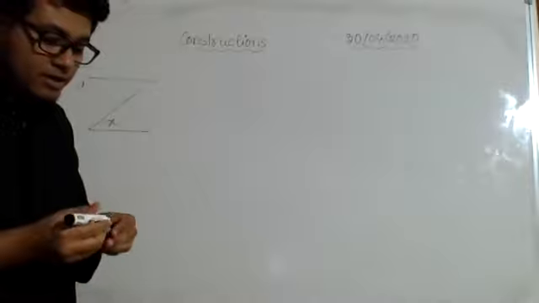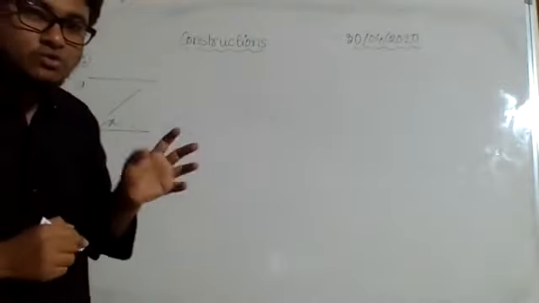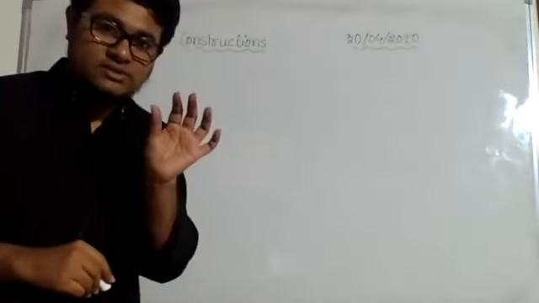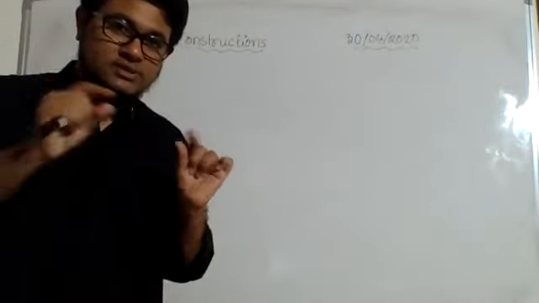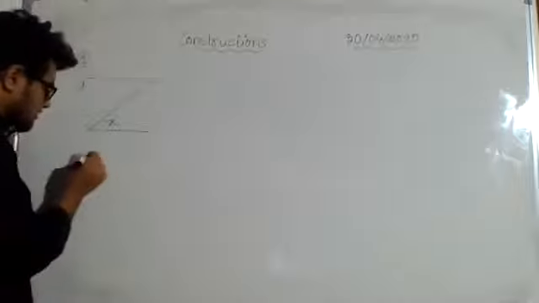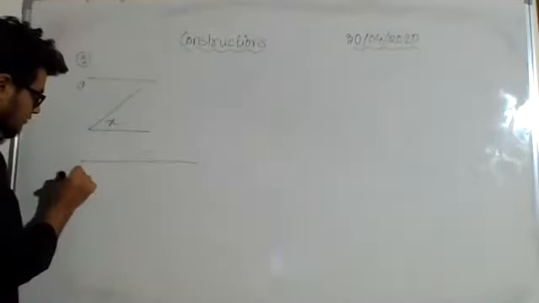Now what does that mean? Let us say the lengths of the other two sides are 5 centimeter and 3 centimeter. So the sum of their lengths will be 5 plus 3, 8 centimeter. So the summation of them is this.